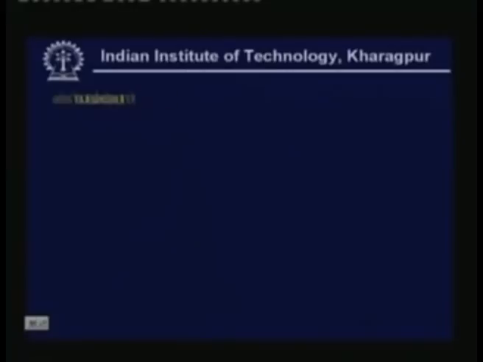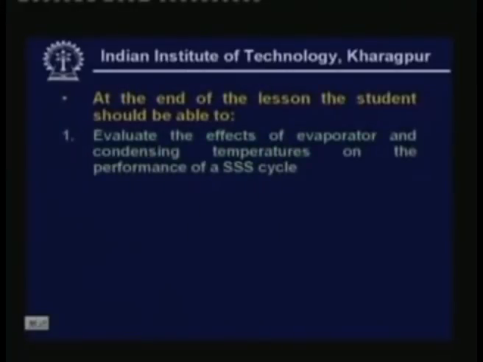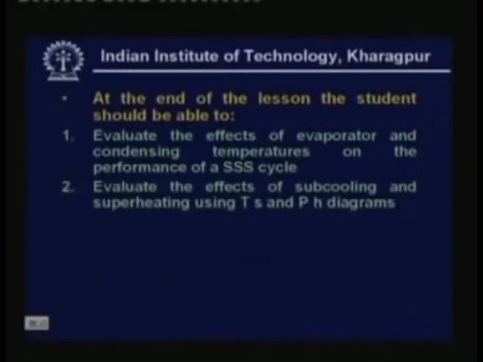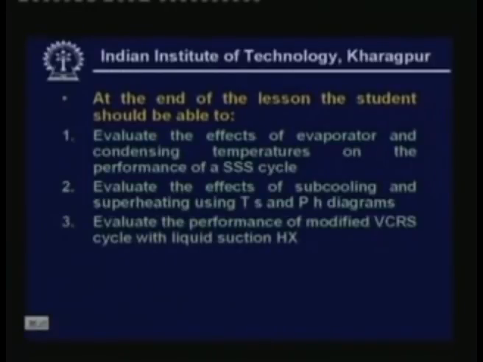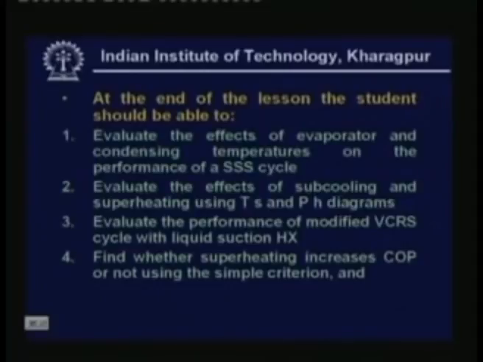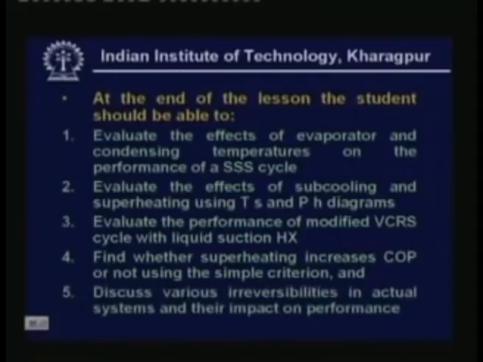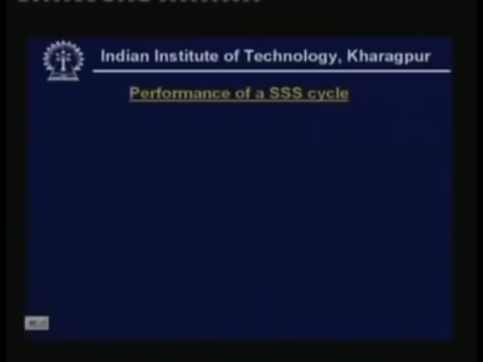So at the end of this lesson, you should be able to evaluate the effects of evaporator and condensing temperatures on the performance of an SSS cycle, evaluate the effects of subcooling and superheating using T-S and P-h diagrams, evaluate the performance of a modified vapor compression refrigeration system with liquid suction heat exchanger, and find whether superheating increases COP or not using a simple criterion, and discuss various irreversibilities in actual systems and their impact on performance. So let us begin with the performance of the SSS cycle.